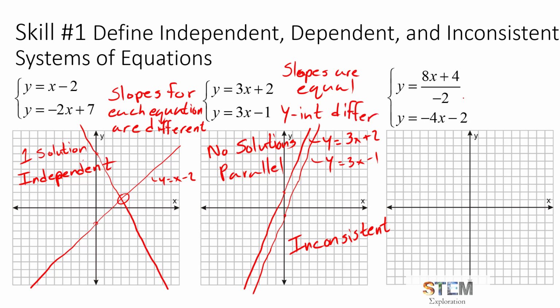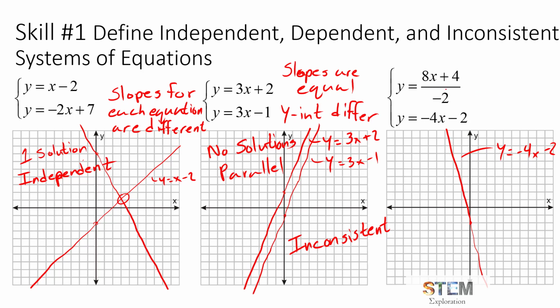Now with this last system of equations that I want to talk about, I'm going to graph y equals negative 4x minus 2, and then we're going to talk about the other equation here. The y-intercept is at negative 2, so it's negative 4 for every 1 run. All right, and here we have y is equal to negative 4x minus 2.